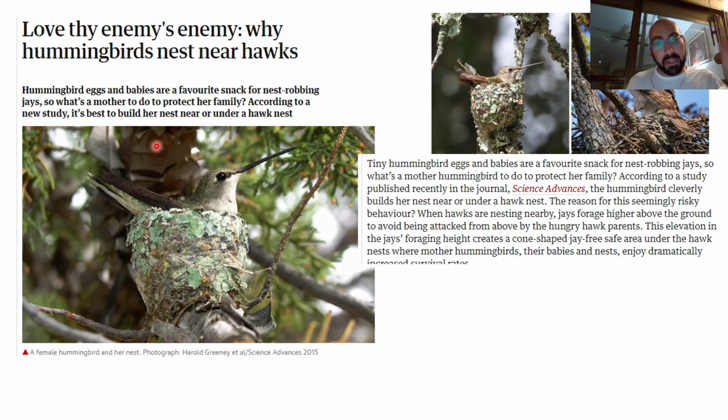Another example, here's an interesting article that shows that hummingbirds prefer to nest under the nests of actual hawks, because the predators won't come and kill the eggs of the hummingbirds. So there's a real advantage for hummingbirds to nest near a predator that's not fast enough to kill them, but will protect their eggs from their own predators. It's kind of that same idea or same effect.